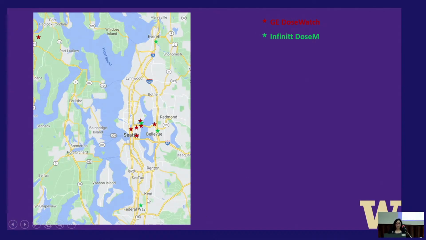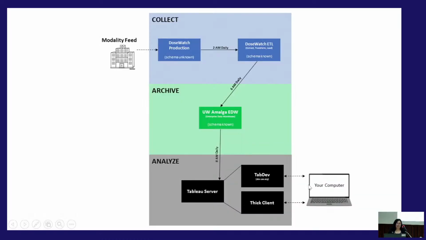But it can show you the spread here. So all the reds are Dosewatch. These are all our different locations, and we have one out in the islands. And then for Infinite, we have all the Seattle Children's sites way up north and then near the University of Washington. So you can imagine, if we did not have dose monitoring, how difficult this would be to do manually, on a daily basis.